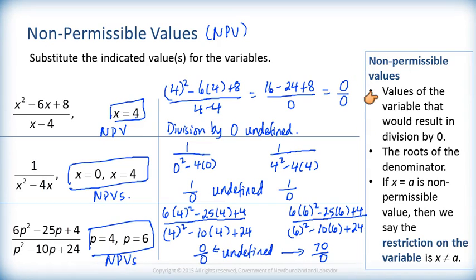So non-permissible values are values of the variable that would result in division by 0 through the roots of the denominator. And if x equals a is a non-permissible value, then we say the restriction on the variable is x cannot be equal to a. So for example, in our first one, the non-permissible value is x equals 4, but we would say the restriction is x not equal to 4.